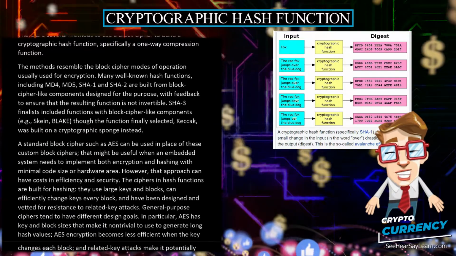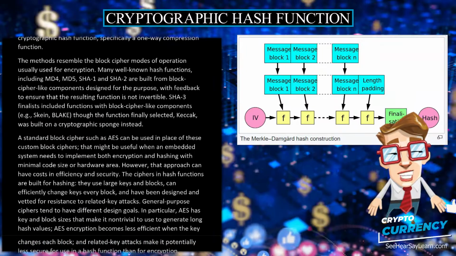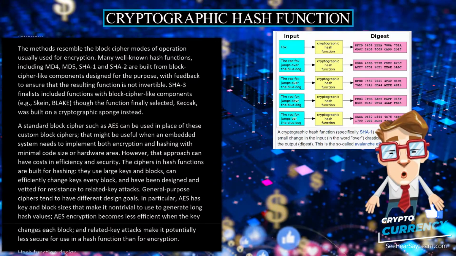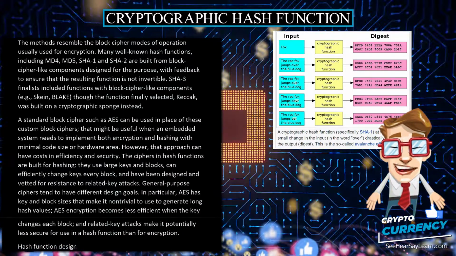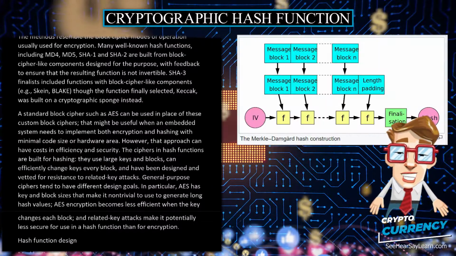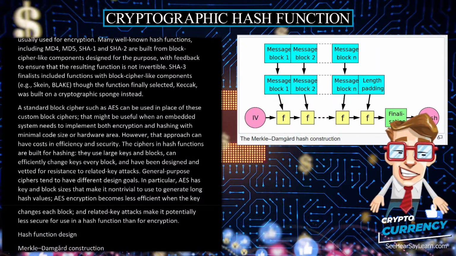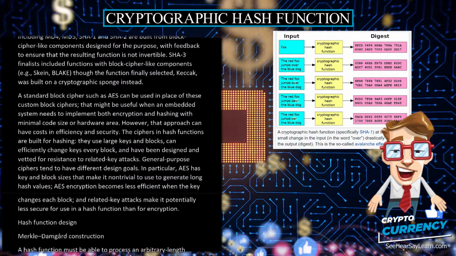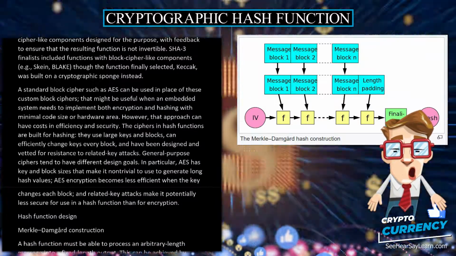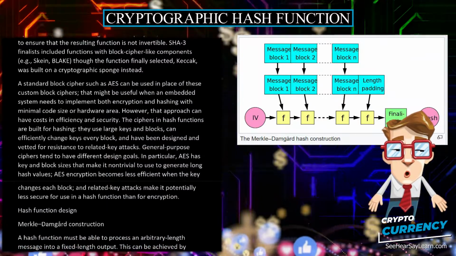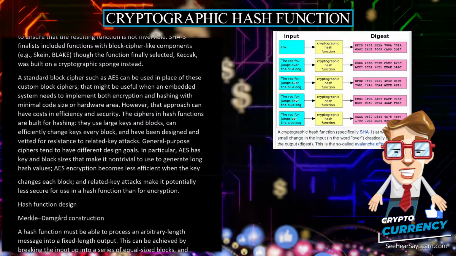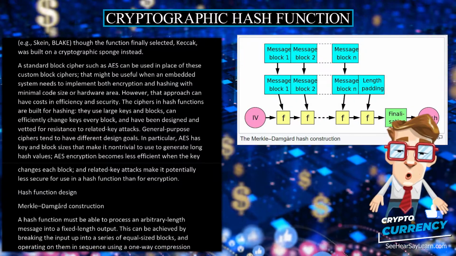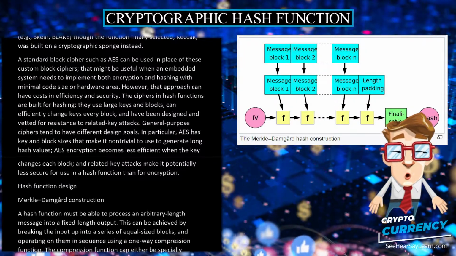Hash function design. Merkle-Damgård construction. A hash function must be able to process an arbitrary length message into a fixed length output. This can be achieved by breaking the input up into a series of equal-sized blocks, and operating on them in sequence using a one-way compression function. The compression function can either be specially designed for hashing or be built from a block cipher. A hash function built with the Merkle-Damgård construction is as resistant to collisions as is its compression function. Any collision for the full hash function can be traced back to a collision in the compression function.